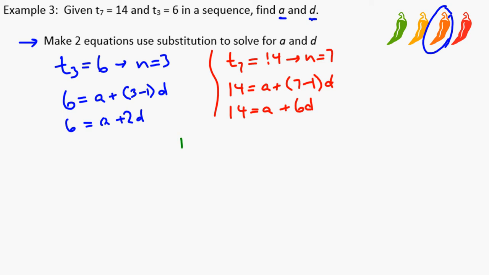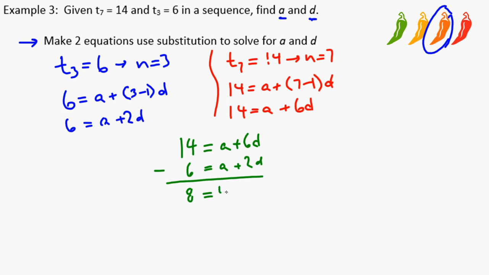What do you mean, Mr. Wells? Well, because I can see that they both have a coefficient of 1 for A, if I stack them like so, and because the coefficients are both positive, I can subtract. So here I get 14 minus 6 is 8, and then A minus A is 0, so we're doing a little elimination here. 6 minus 2 is 4, so 4D. So here I can see D is equal to 2.